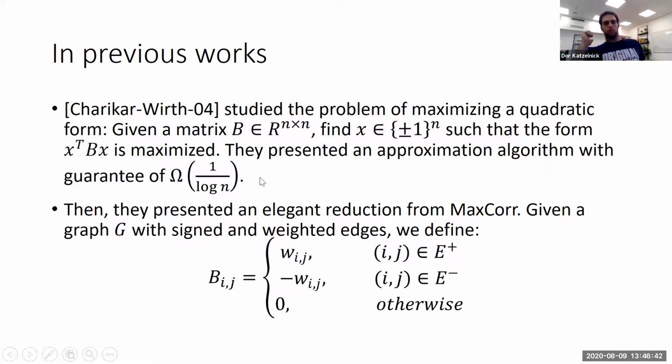And then they showed a very elegant reduction from MaxCorr to the maximization of a quadratic form. What they did is you take the graph with the signed and weighted edges, and you define the following matrix. You set B_ij to be equal to w_ij if there is a plus edge that connects i and j. And if there is a minus edge, you put the minus of the weight in the entry of the matrix. And if there's no edge, you just put 0.